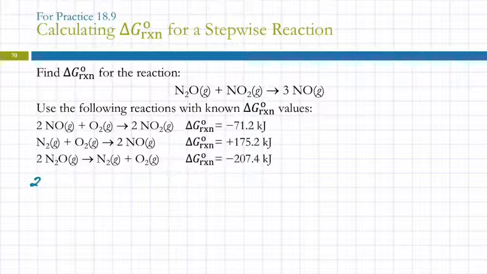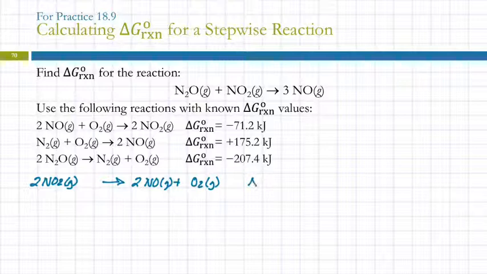So I'm going to write 2 NO2, and I want to line up all my arrows. So 2 NO plus O2. And then delta G for that is going to be the opposite in sign. So it's going to be plus 71.2. Now I'm going to look at the next equation. N2 and O2 don't show up in my final reaction at all. NO, though, is one of the products. So I'm going to leave this one alone and toss it in here.